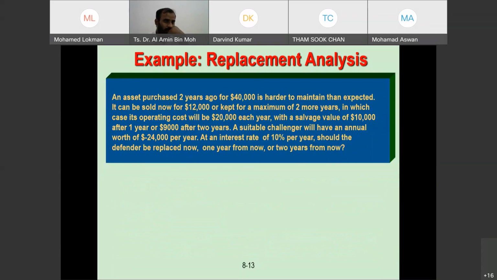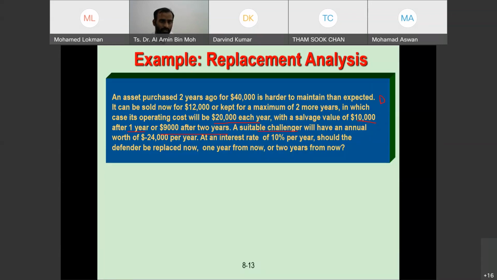Okay, so an asset purchased 2 years ago for 40,000, harder to maintain, can be sold now for 12,000 or kept for a maximum of 2 more years. In which case, operating cost will be 20,000 each year with a salvage value of 10,000 after 1 year. Okay, so we need to extract the information. Salvage value at N=1 is 10,000. If it's 2 years, 9,000. So this is the information for the defender.